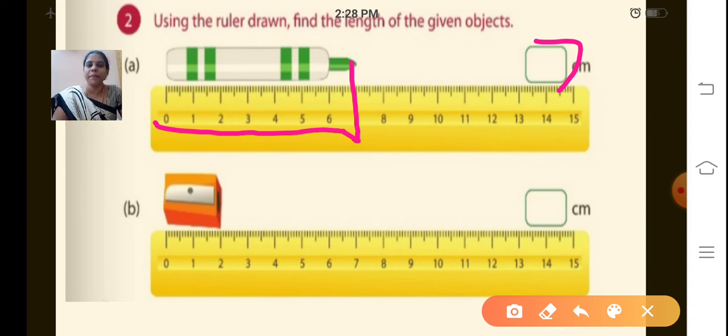Let's move on to the B sum. Sharpener. What is the length of the sharpener? This you can say easily. Just see where it ends. 2, right? So it is 2 centimeters long. The sharpener is about 2 centimeters long.